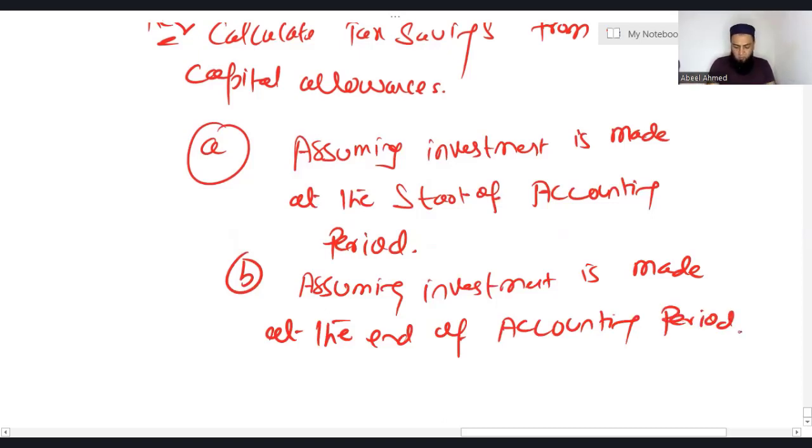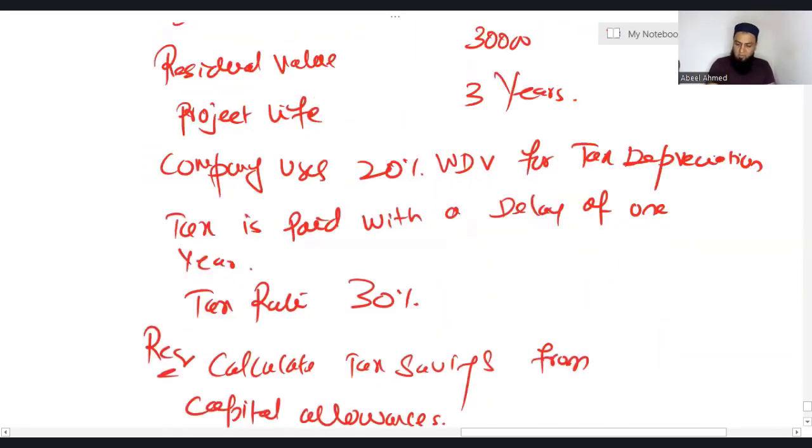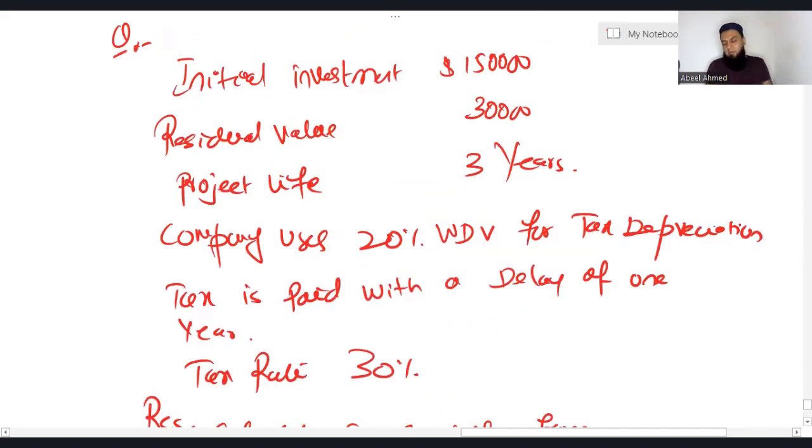So, dear student, I really want every one of you to at least try to attempt part A of this question, where we are making investment at the start of accounting period. So it's just a little homework. Inshallah, in the next class, we will be discussing part A and B as well.